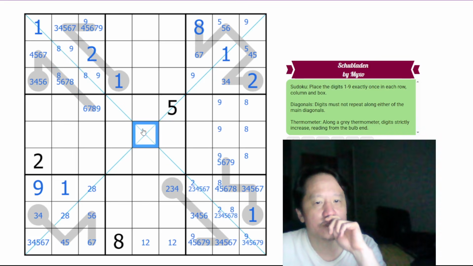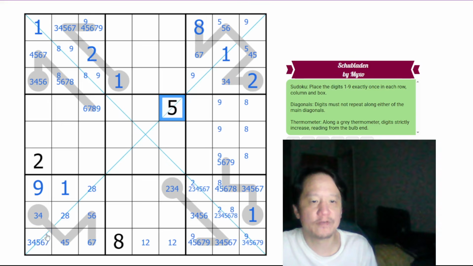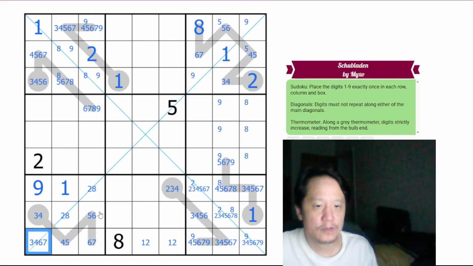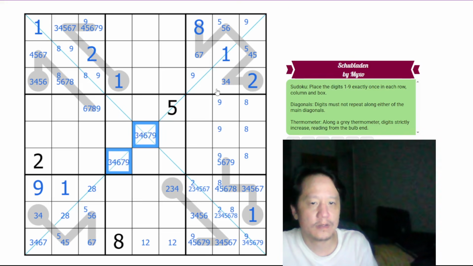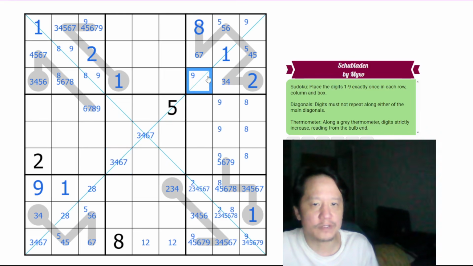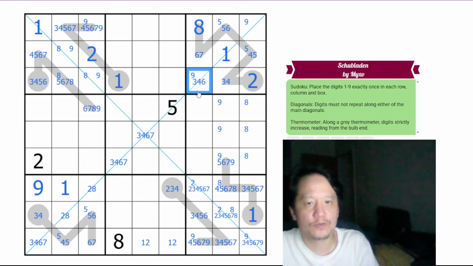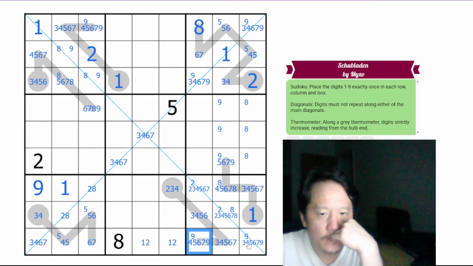Okay. So this can't be 1, 5, 2, or 8. So 5 eliminates 5 here. So one of these two is a 5 here. Remaining digits in the positive diagonal are 3, 4, 6, 7, 9. And this can't be 9 here because of 9 in the column here. So 9's one of those two here.